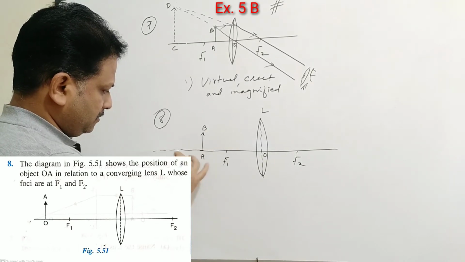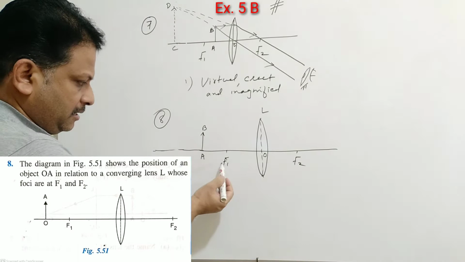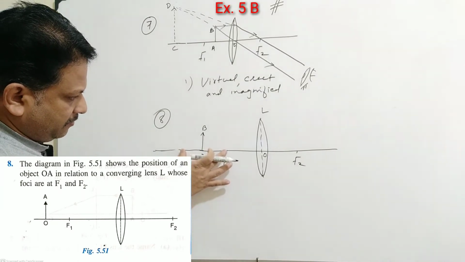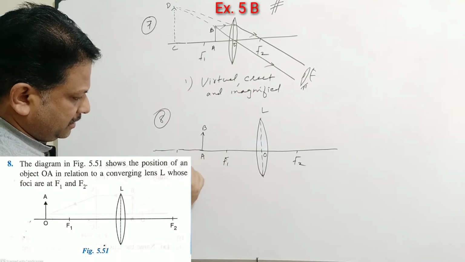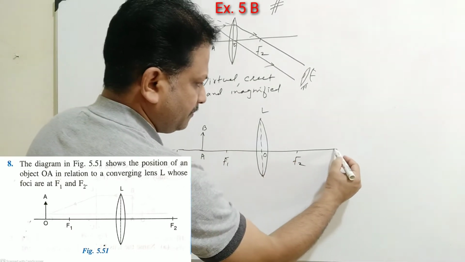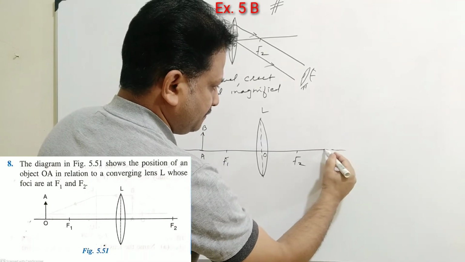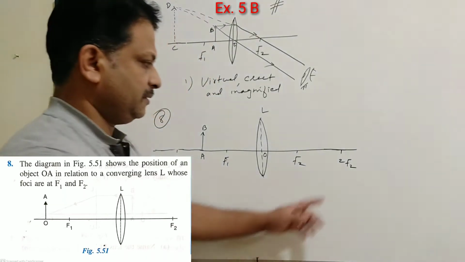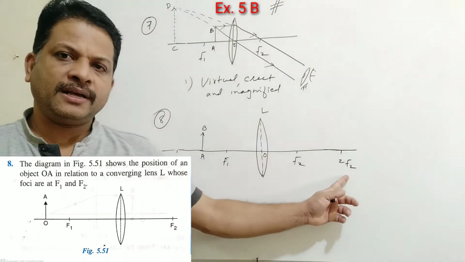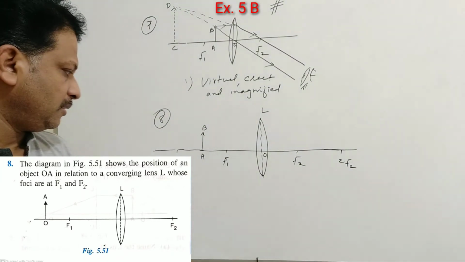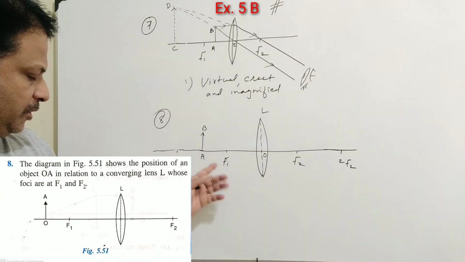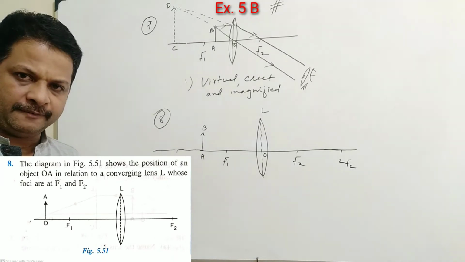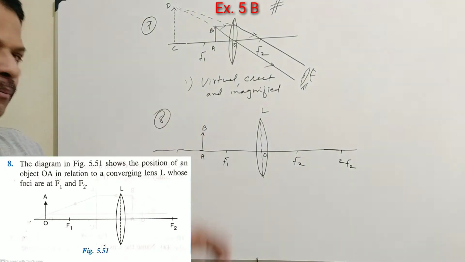It is lying in between f1 and the center of curvature. Mark it as 2f1, and on the other side f2, take the equal distance from the optical center and mark it as 2f2. It is twice the focal length, known as the center of curvature of the lens. Now the object is lying in between f1 and 2f1. Locate the position of the object between f1 and 2f1. Now we have to complete the ray diagram.